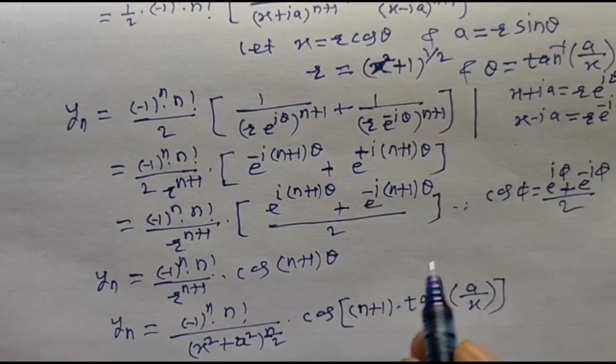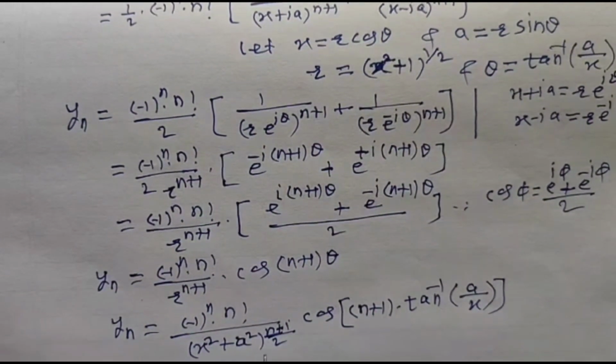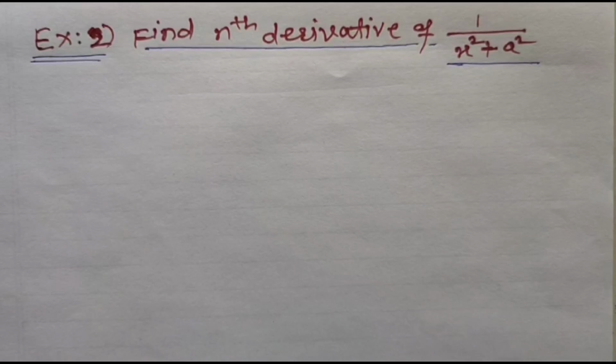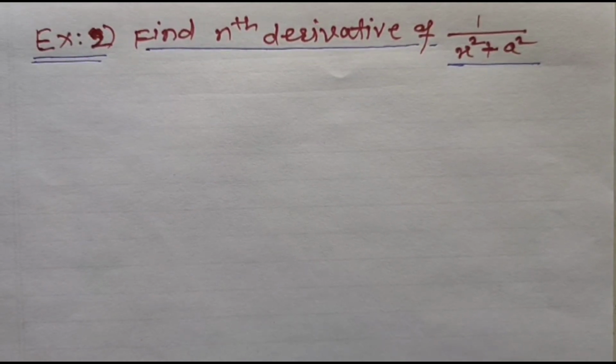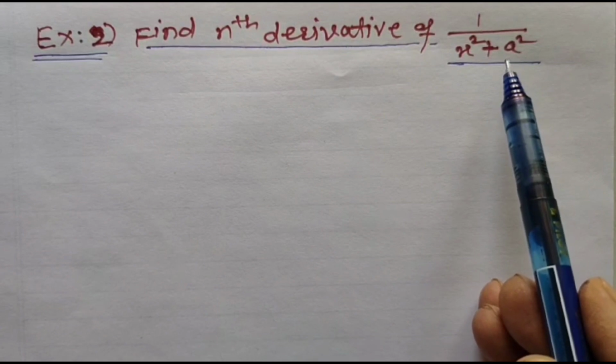Final solution, sorry, here n plus 1, so (n plus 1) upon 2, x square plus a square to the power (n plus 1) upon 2. So this is the solution for the given example. Let us solve example number 2. Same type of example. Find nth derivative of 1 upon x square plus a square.